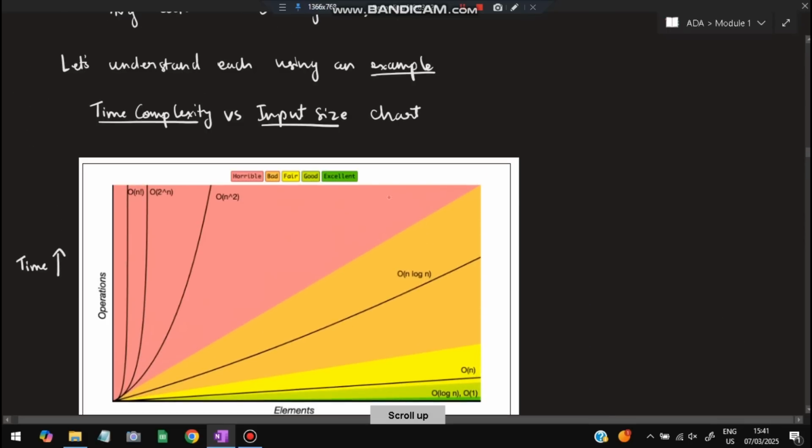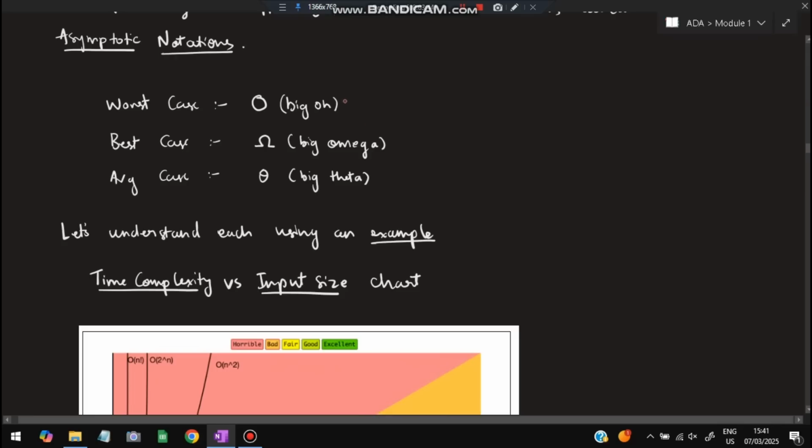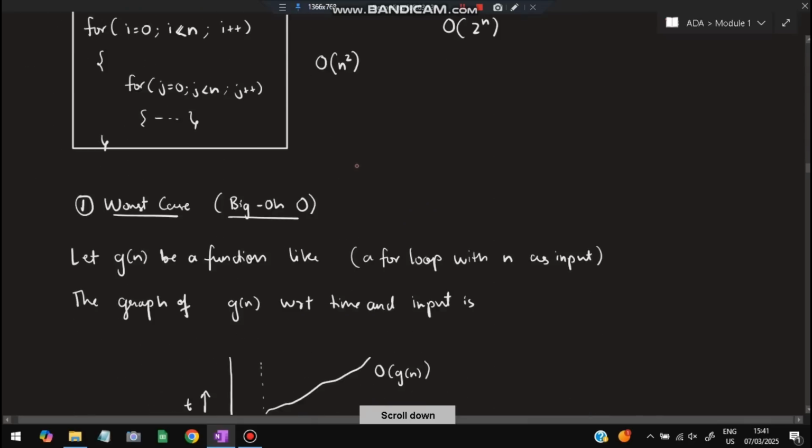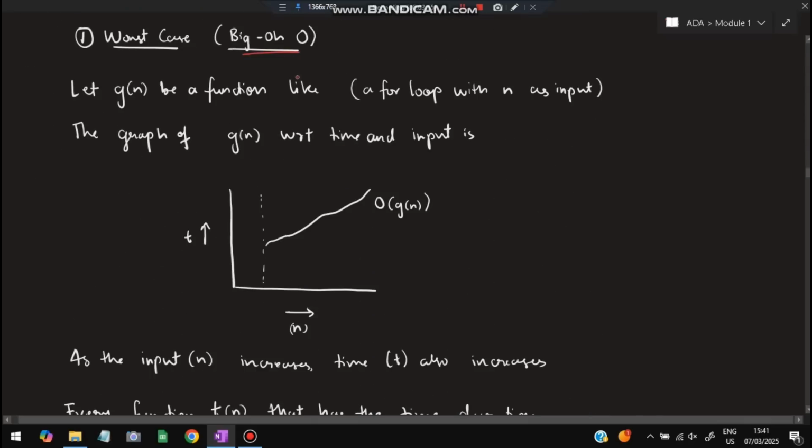Now after you have understood this, based on this, some things will take worst time, some things will take best time, and some things will take average case. Let's take the first one and understand with an example what the worst case scenario is. The worst case scenario is written as big O. It's denoted like that.